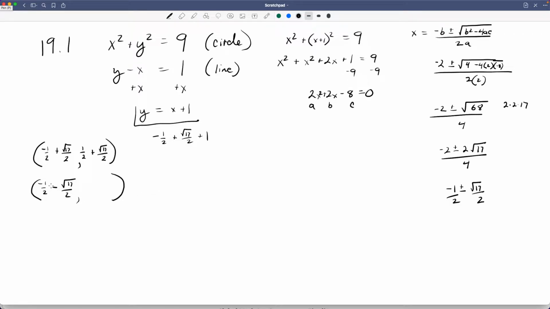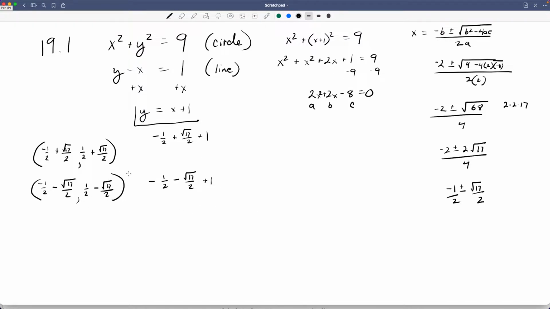And now for this one, the negative, I'm going to say -1/2 minus the square root of 17 over 2 plus 1. Well, that's going to be a +1/2 minus the square root of 17 over 2. Those are my two values, or my two points based on the two values that I have for x. And that's all that I have. That's all I can do with that, because there was nothing to undo further. I didn't have any square roots to solve for y with.